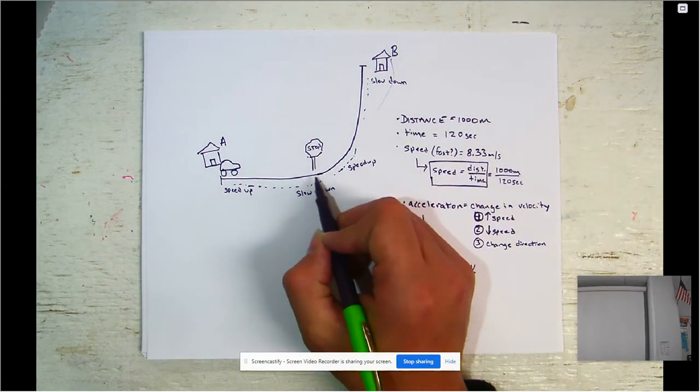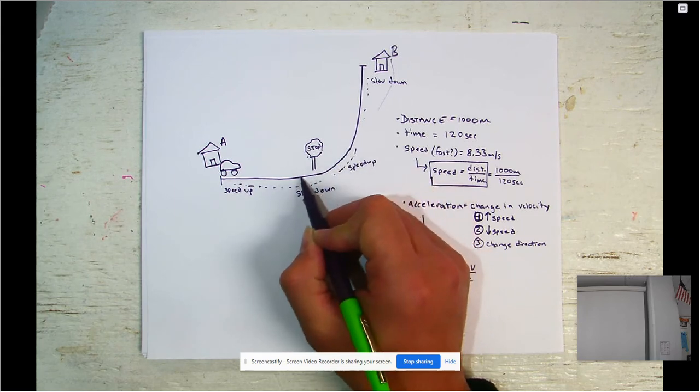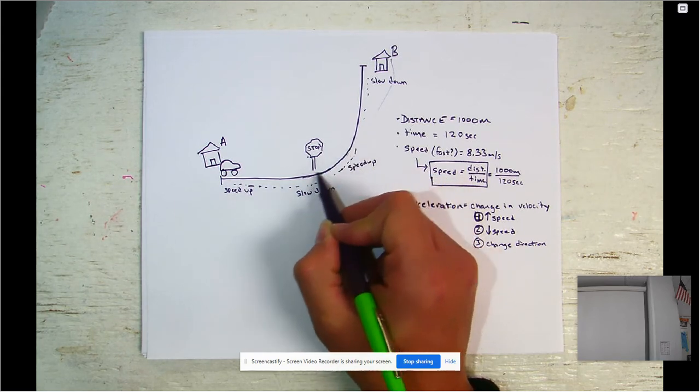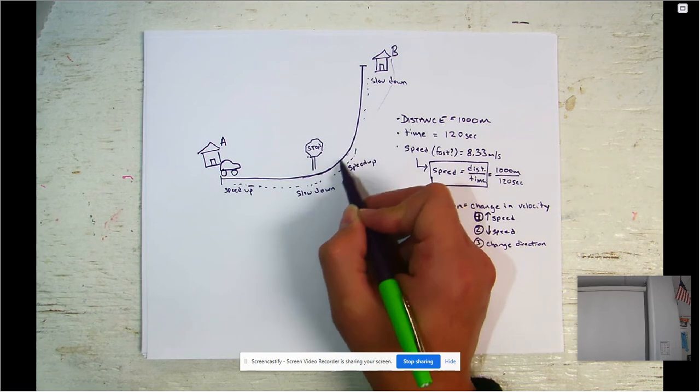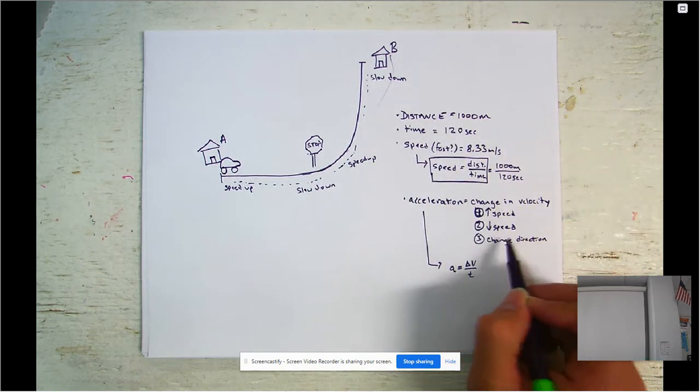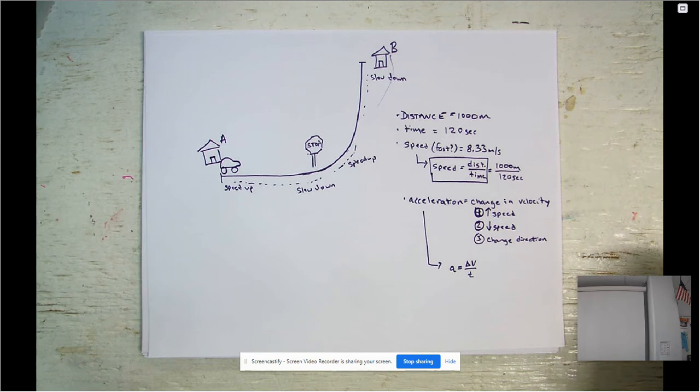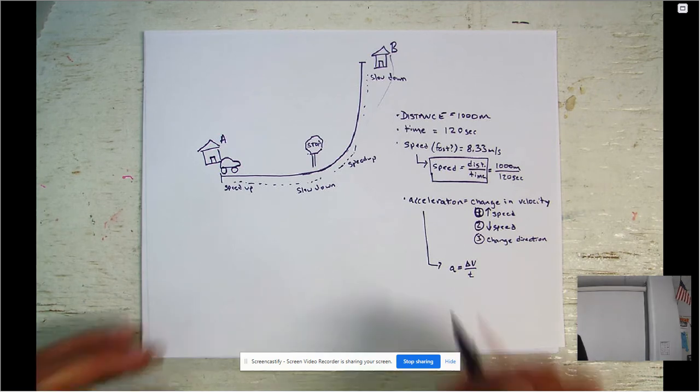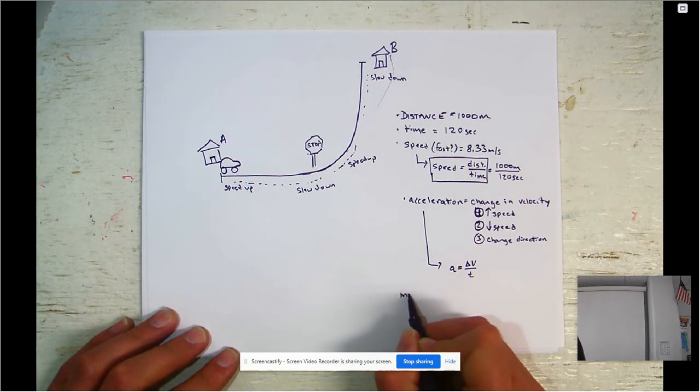Another way that you have acceleration is when you have a change in direction. So right here, we're accelerating because we are going around this curve. As we go around this curve, we are changing direction. So acceleration occurs a lot. Another thing that we can talk about is momentum.